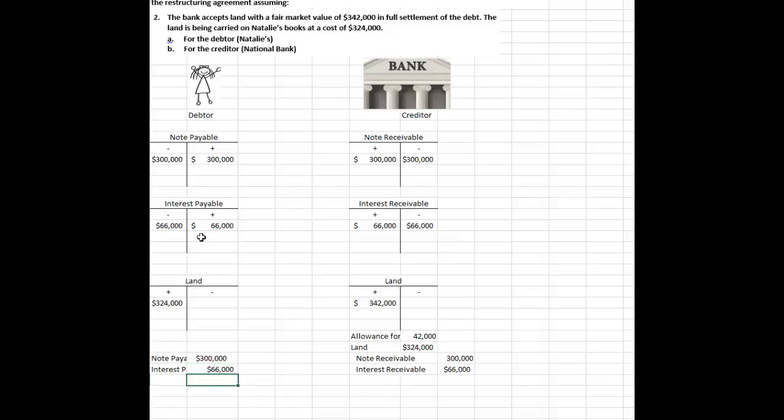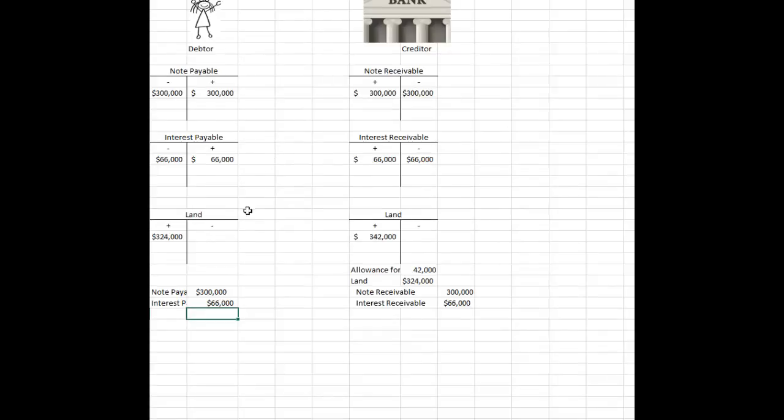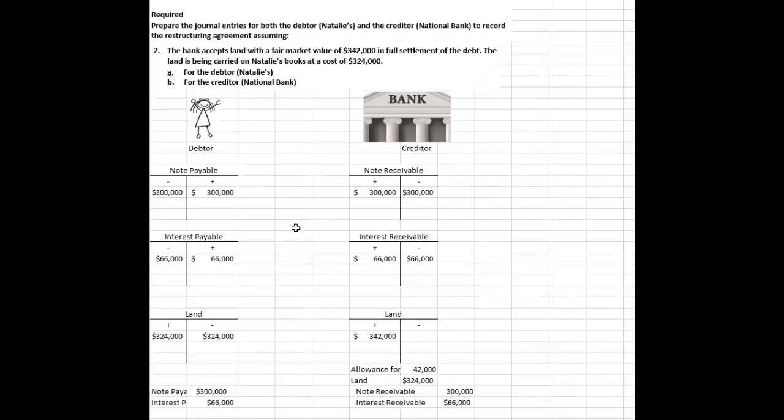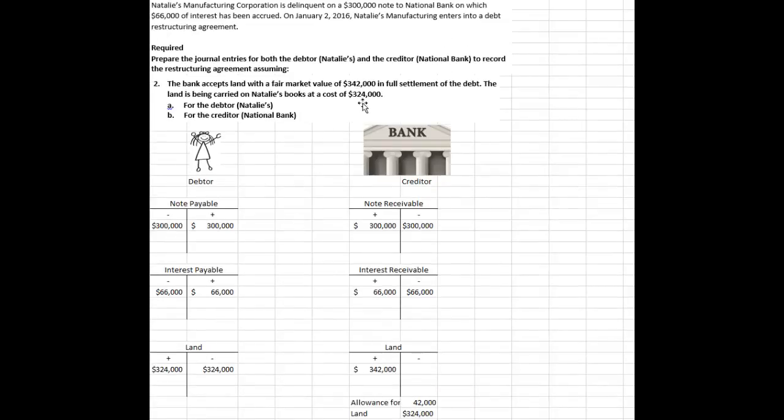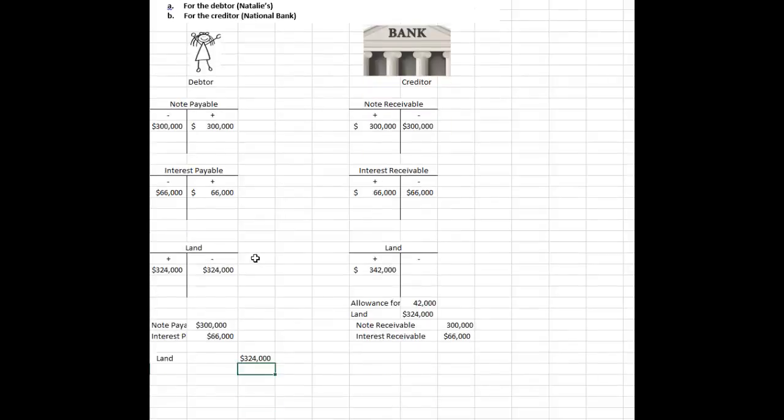Now this transaction is broken into two pieces. First, we're disposing of the land, so we're giving it back over to the bank. So it goes away for 324. So we could also credit land for our cost. But now the question becomes, what do we do with the difference between our book value and the fair market value?